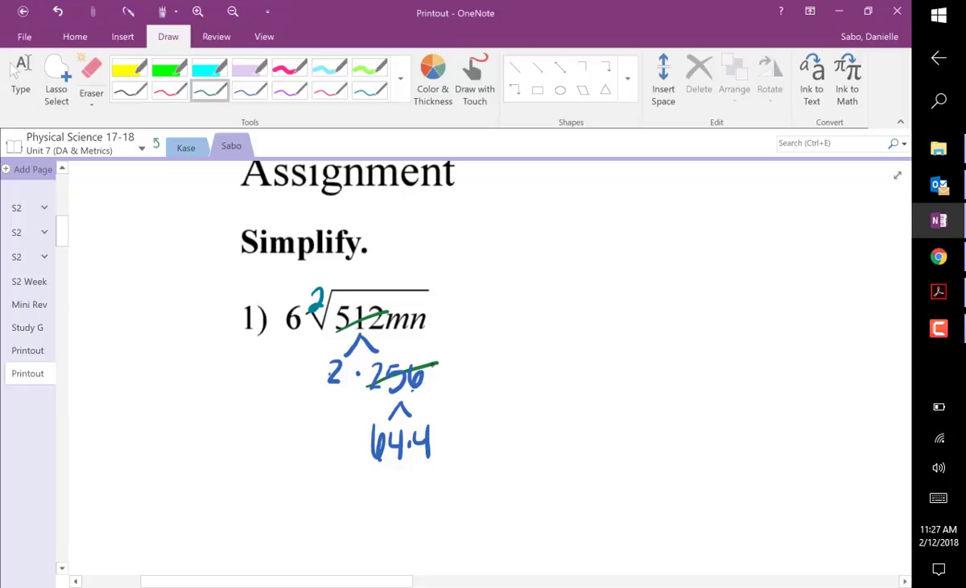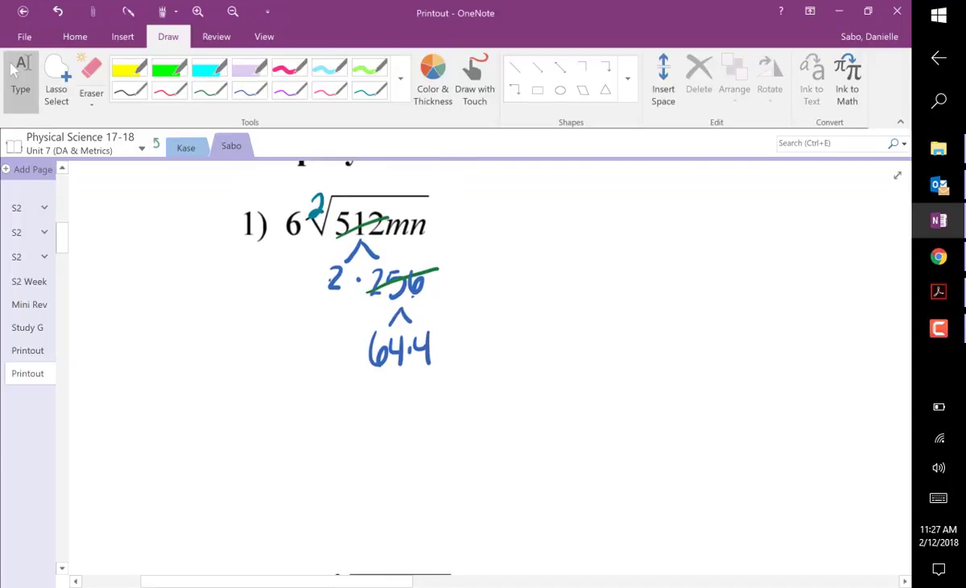Now, it depends on who you are. Some people will be like, oh, I know the square root of 64 and I know the square root of 4. That could be you. But I'm not going to do that because I feel like a lot of us don't do that. We break it down completely. Well, what does 64 break down into? What 2 numbers? 4 and 16, or 8 and 8?